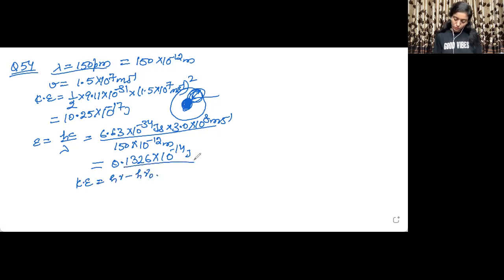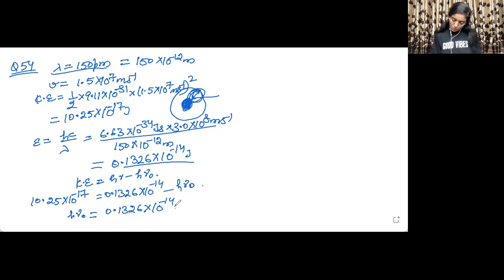So we have h nu = 0.1326 × 10^-14 minus h nu naught, which we need to find. Kinetic energy is 10.25 × 10^-17. So h nu naught will be equal to 0.1326 × 10^-14 minus 10.25 × 10^-17.